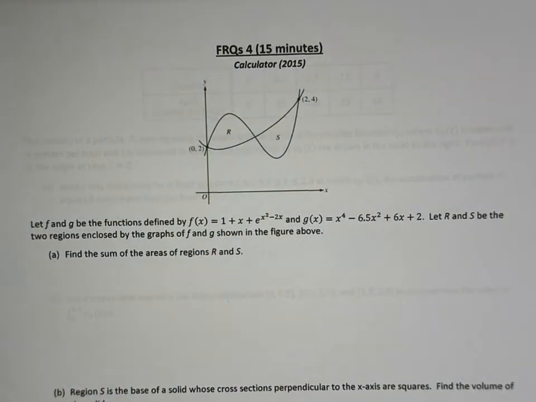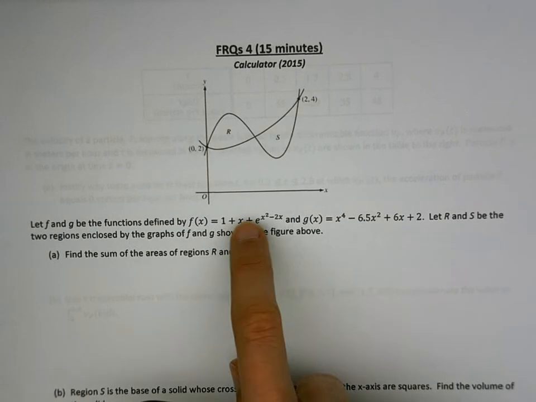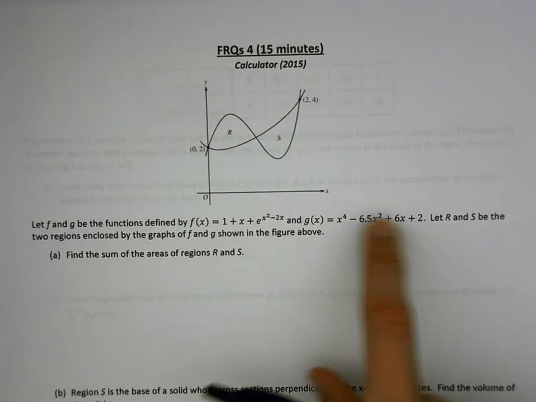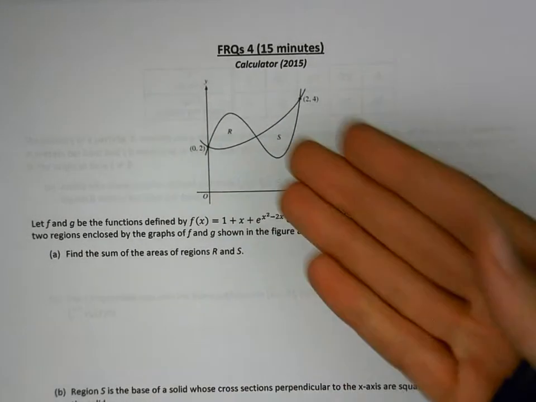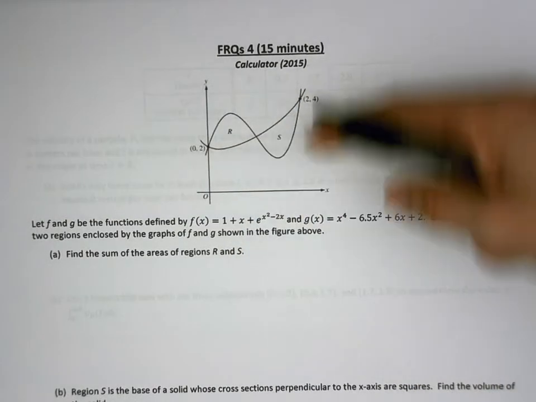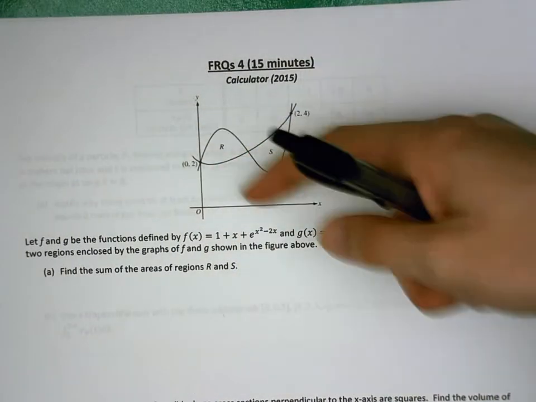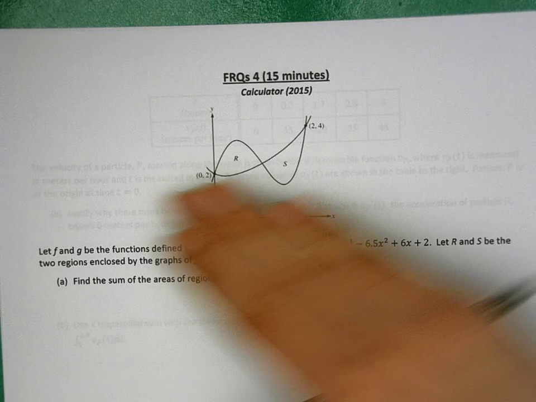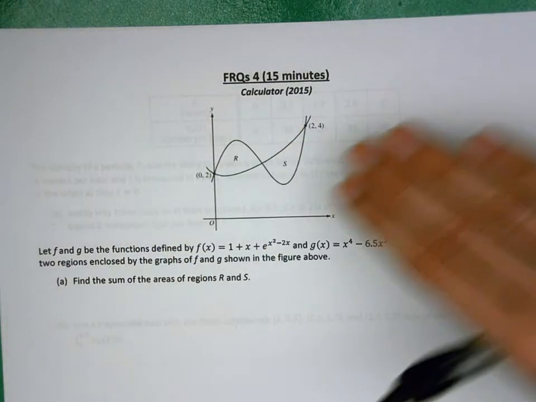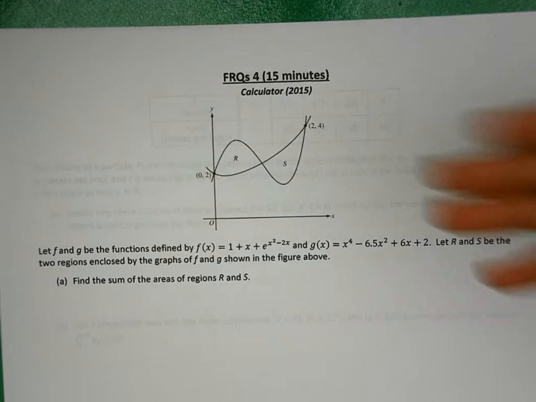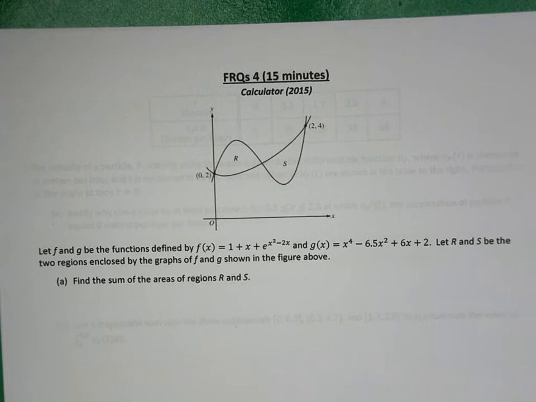And because it's a calculator one, I don't need to. I can take my 2 functions, graph them, and see which one is the almost trigonometric looking one, and which one is the quadratic looking one. And I can identify my f and g that way.